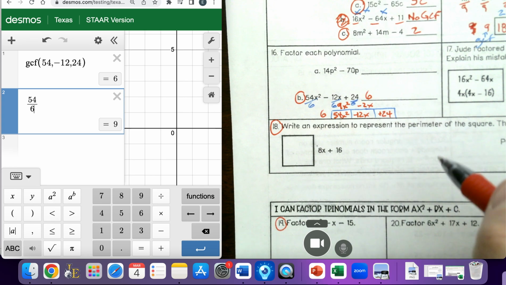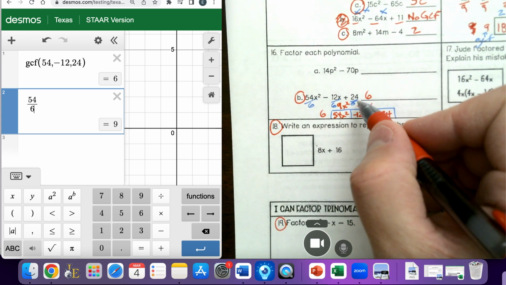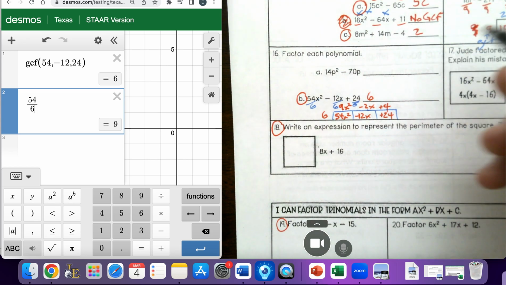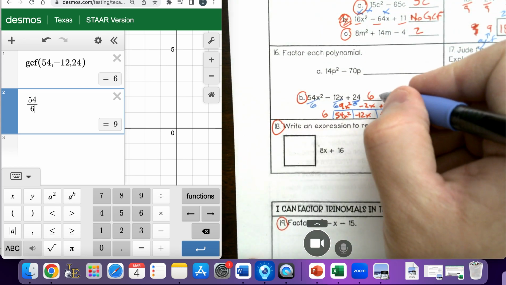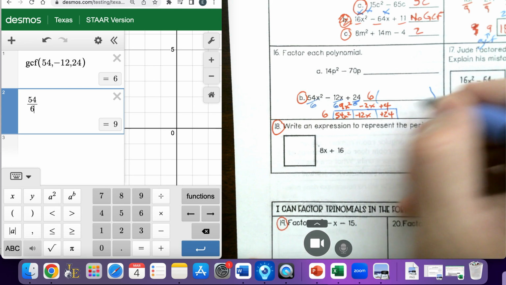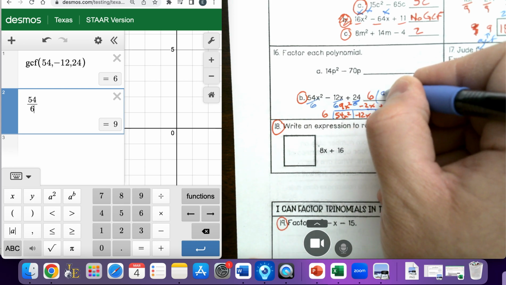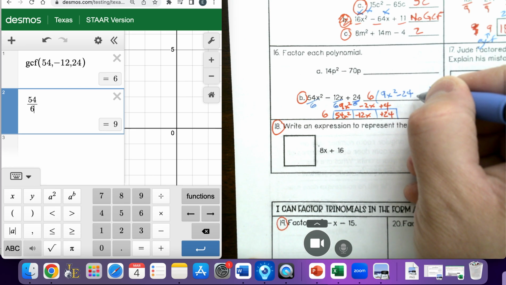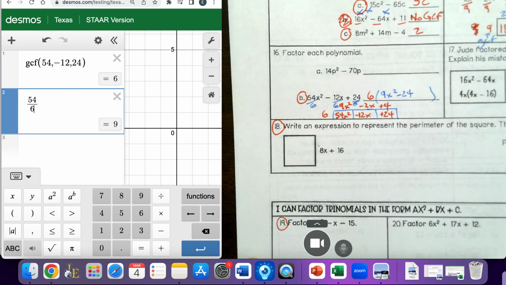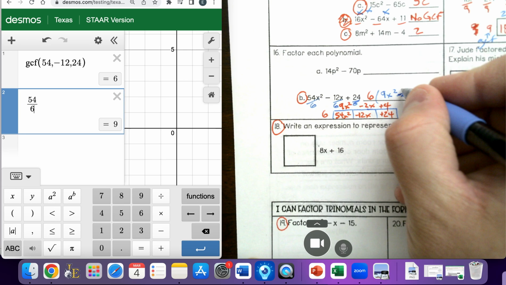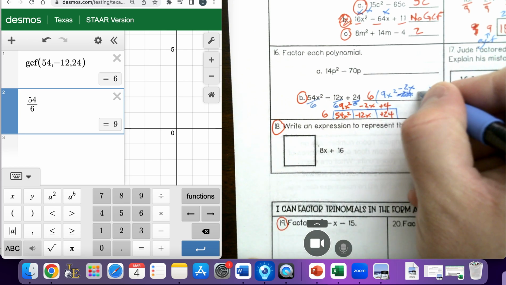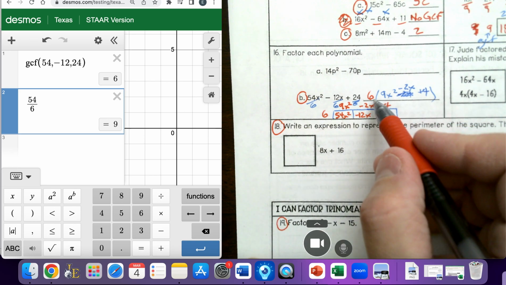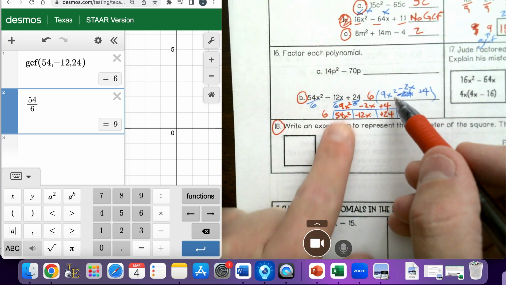And then what's 24 divided by 6? That's a positive 4. And so if we're going to just factor out the greatest common factor here, we would be left with 6 times 9x squared minus 2x and then plus 4. So we'd have 6 times 9x squared minus 2x plus 4.